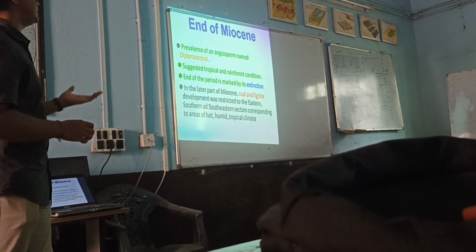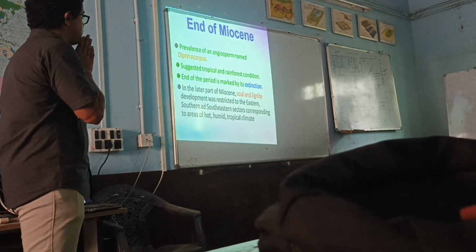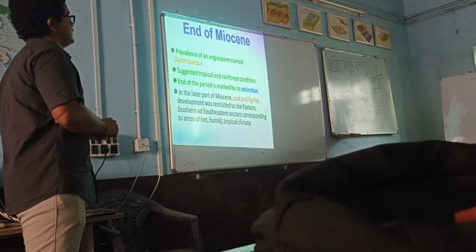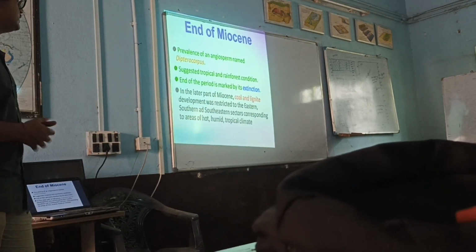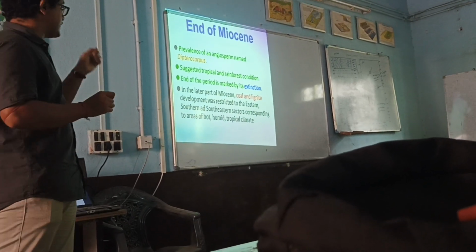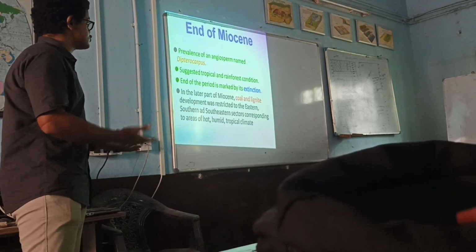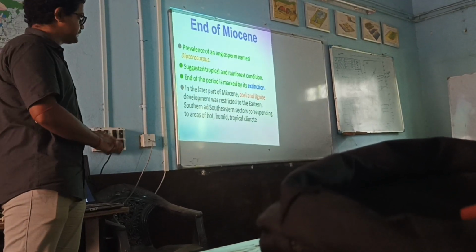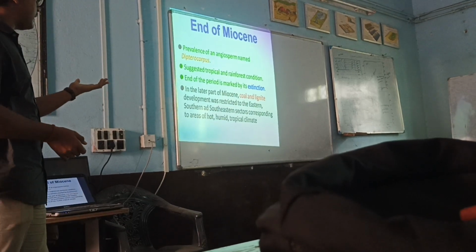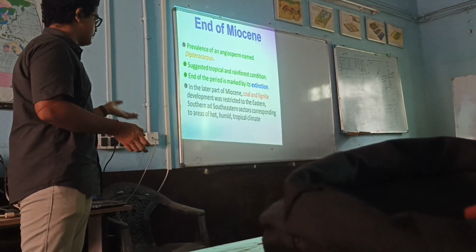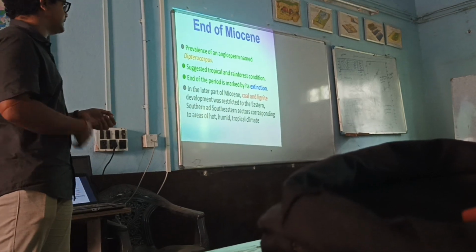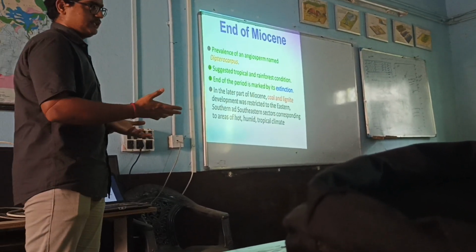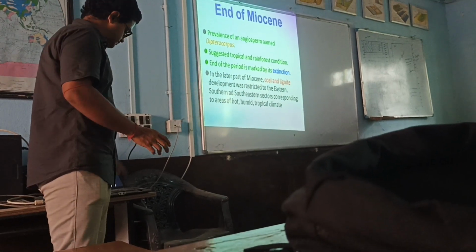The end of the Miocene is indicated by the extinction of an angiosperm, Dipterocarpus, which actually flourished in the Miocene period. It suggests that the Miocene period was basically tropical and rainforest condition, and the end of the period is marked by its extinction. Also, in the later part of the Miocene, coal and lignite development was restricted to the eastern, southern and southeastern sectors. So we can also find coal and lignite formations in that Miocene period.